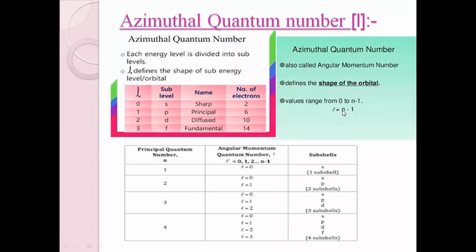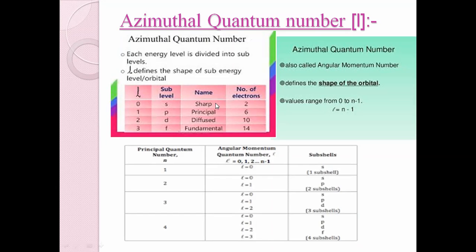Now, when n is equal to 1, the first K shell, when I substitute this in the formula, I get 1 minus 1 is 0. So the value of L which I am getting is 0, which is the initial value. ठीक है. तो ये टेबल में मैंने L is equal to 0 लिखा. Okay. 0 represents S subshell. हमेशा याद रखना. Whenever L is equal to 0, 0 represents S subshell.